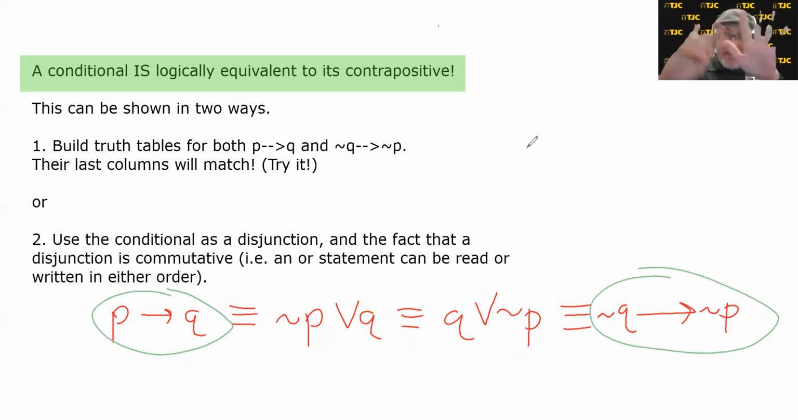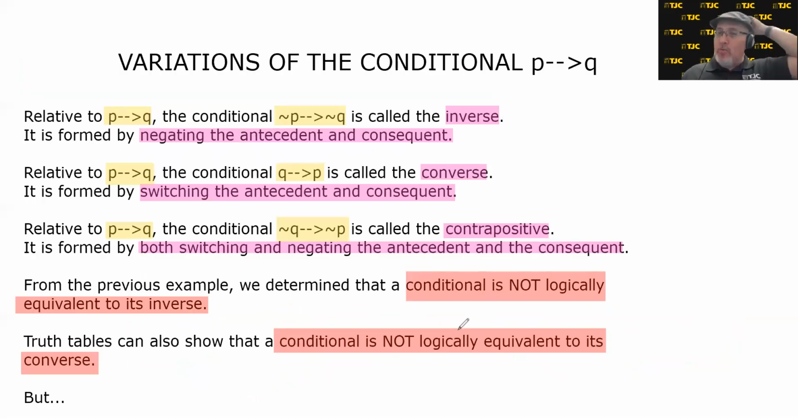I know that was very hand-wavy and occurred out of nowhere, but the important thing that you need to know is the green statement on the top: a conditional is logically equivalent to its contrapositive. And the two statements below, which are partially in red: a conditional is not logically equivalent to its inverse or converse. And of course the definitions that you see up there.